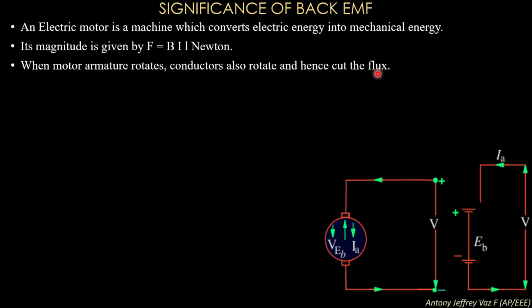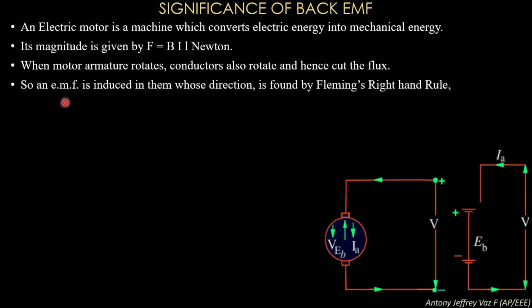In the armature of the motor there will be some conductors. These conductors will also be rotating within the motor. So what happens here is, due to Faraday's law, the armature conductors experience a cut in magnetic flux due to the rotation of armature conductors. So an EMF is induced in them whose direction is found by Fleming's right hand rule.